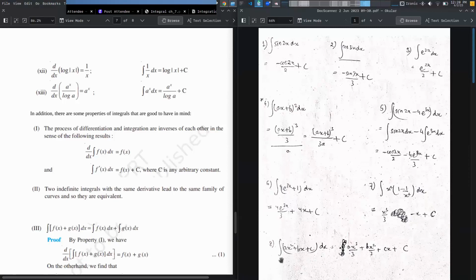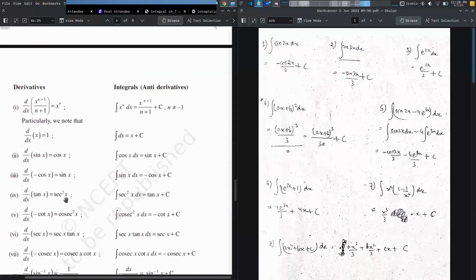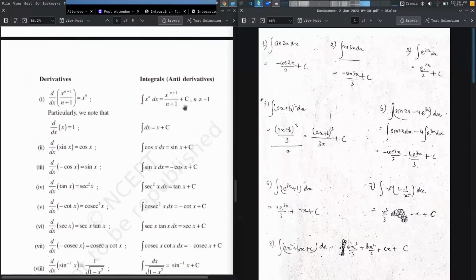So we can even see question 8. Integral of ax squared plus bx plus c dx. This would give us, if we split the terms, ax square integral, bx integral, c integral, and the integral for x square will be ax cubed by 3. You know the antiderivative of x to the power n is x to the power n plus 1 divided by n plus 1, and we have used this property. That's it. So these questions are fairly simple.